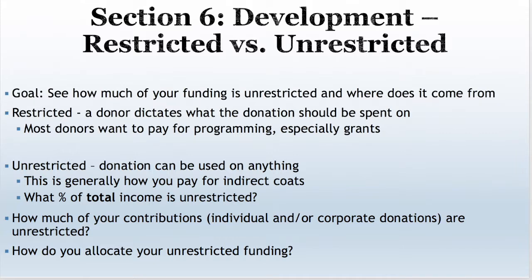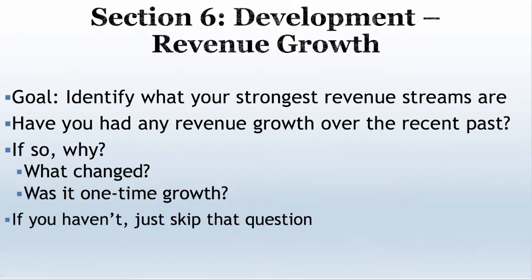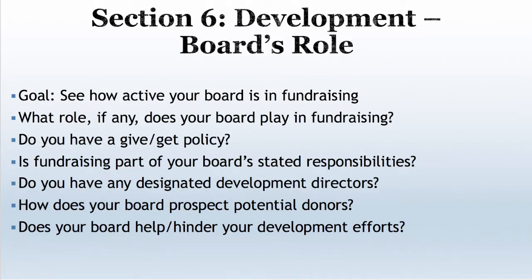Okay, now we want to look at your restricted versus unrestricted funding. How much of your funding is unrestricted, and how do you allocate your unrestricted funding? Identify your strongest revenue streams and growth rates. If anything has changed, please let us know which revenue stream changed, and was it one-time growth or continuous?